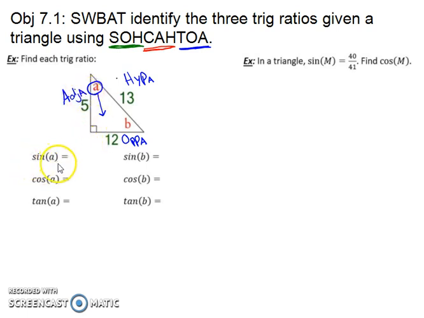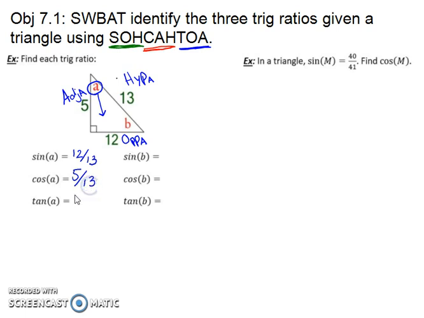So when we fill in our trig ratios here, we've got sine of A, cosine of A, tangent of A. Sine of A is the opposite divided by the hypotenuse for angle A. So opposite of angle A is 12. Hypotenuse is 13, so this is just 12 divided by 13. If you can reduce that, you should, but this does not reduce. Cosine is adjacent divided by hypotenuse, so that's 5 divided by 13.